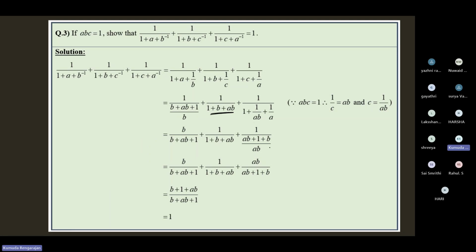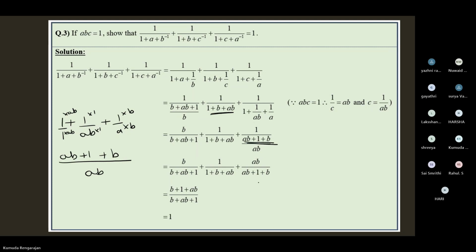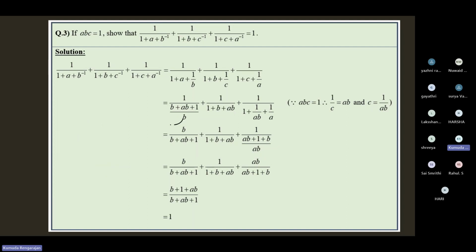And here, in the next step, LCM. AB is the LCM. 1 plus 1 by AB plus 1 by A. So AB is the common denominator. Here we have 1, but this is the common denominator, so into AB, into AB. Into 1, into 1. Into B, into B. So we have AB plus 1 plus B by AB. You know that this B will go up to the numerator. And here this AB will go up to the numerator. So 1 into B is B. And 1 into AB is AB.